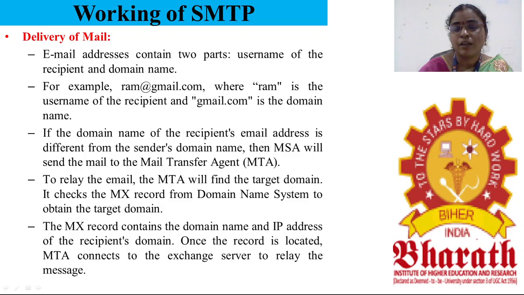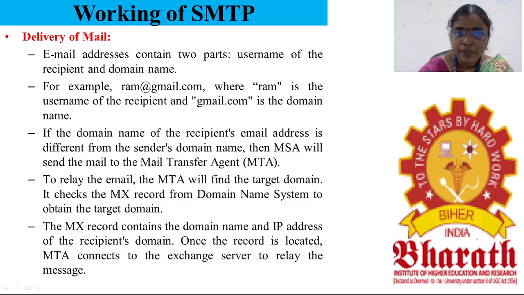For example, I have an email ID like abc@yahoo.com. Then I want to send an email to ram@gmail.com, which means the domain names are different. One is Yahoo, another one is Gmail. So automatically we need the help of the MSA, message submission agent, which sends the information to the MTA. Then the MTA will check that different types of domains are used. Then it will find the target domain.